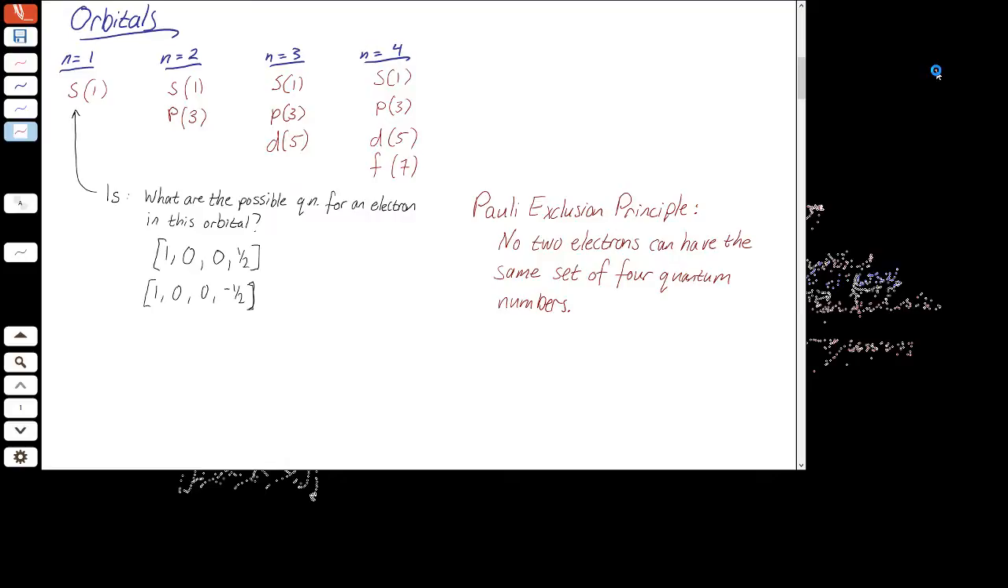So another way of wording this then is, how many electrons can fit in a 1s orbital? 2, because there's 2 possible sets of quantum numbers that they can have. So the effect of this is that we can only have 2 electrons per orbital.